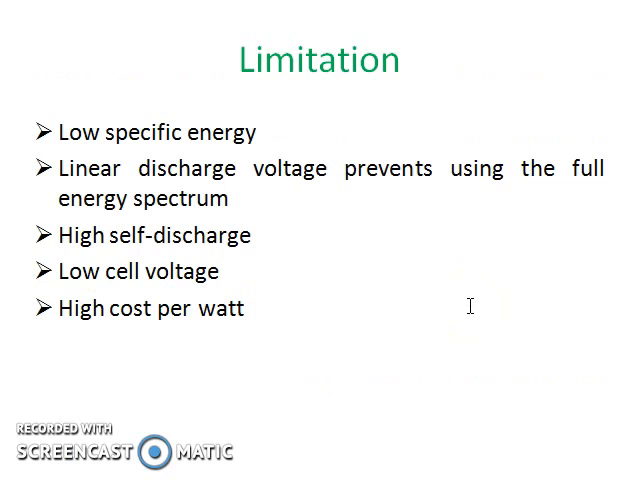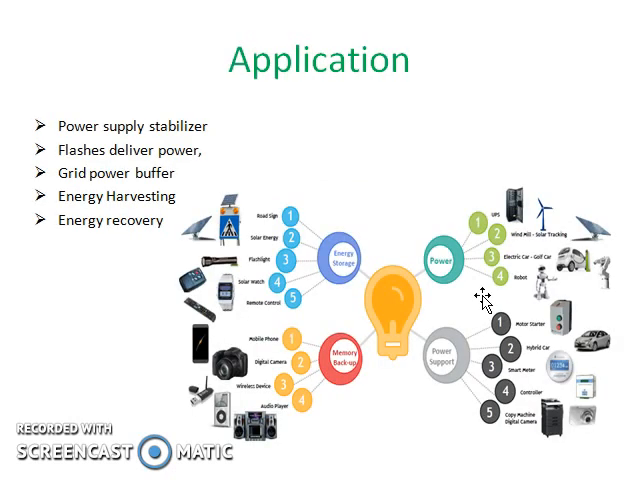Then limitations. One of the biggest disadvantages of supercapacitor is low specific energy. Then it is discharged quickly. The voltage across the cell is low, and cost per watt is high. A linear discharge voltage prevents using the full energy spectrum. These are the limitations of supercapacitor.